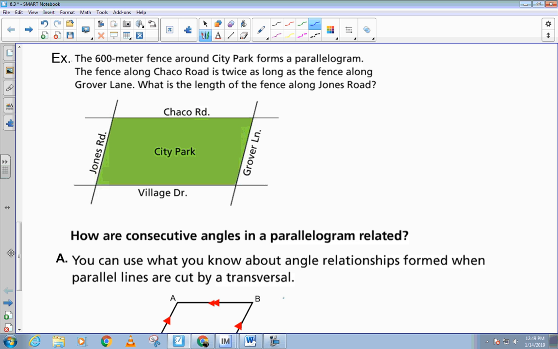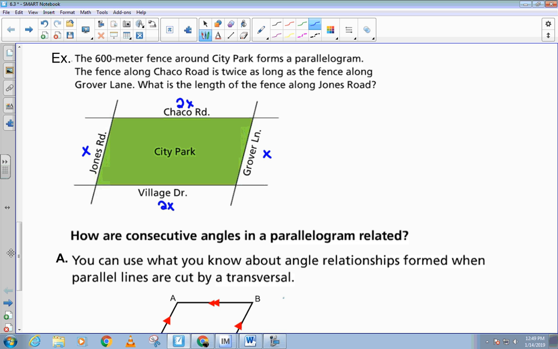We know it's a parallelogram. It says the fence along Chaco Road is twice as long as the fence along Grover Lane. We don't know how long Grover Lane is, so we're going to let that be our x, right? And then Chaco Road is 2x. Now it's a parallelogram, so what do we know about opposite sides? Okay, Village Drive is 2x, and then Jones Road is x.